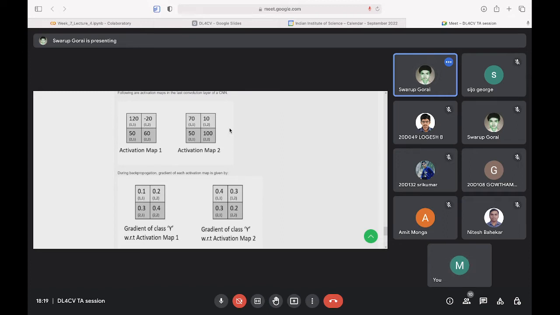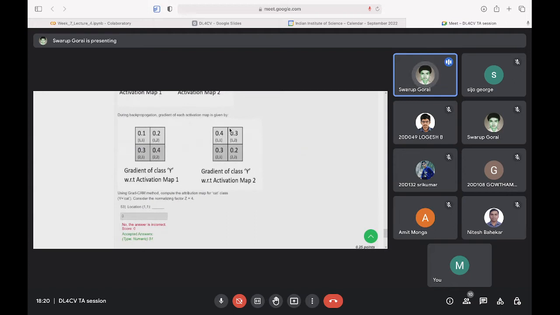So the gradient, here we have y equal to cat, for the Grad-CAM methods.